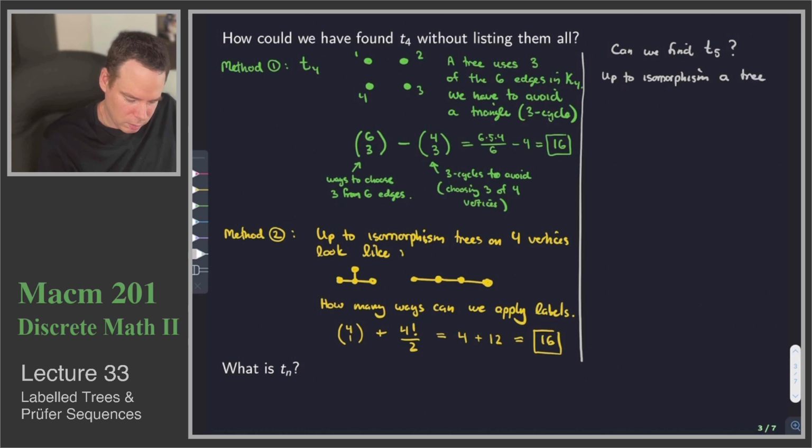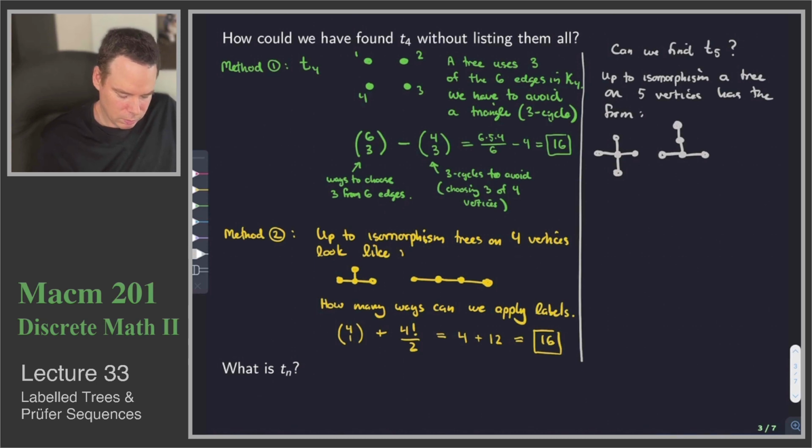A tree on 5 vertices has the form... So what is it going to look like? Well, there could be a vertex of degree 4, in which case it would look like this. Or there could be a vertex of degree 3, and with that vertex of degree 3, there'd be 2 leaves hanging off it, and then for one of the other vertices hanging off it, there's another edge and a vertex hanging off that.